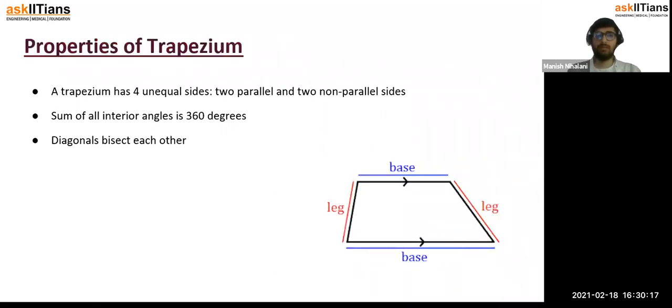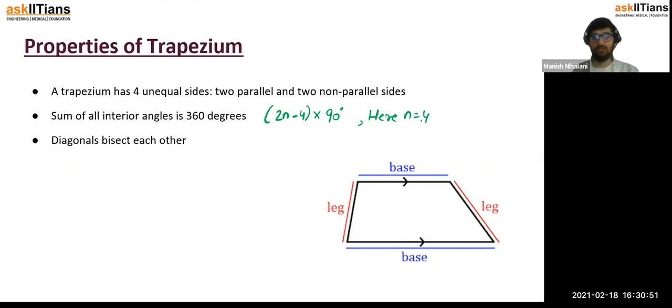So you would say a trapezium has four unequal sides, right? Because we are not talking about just an isosceles trapezium, we are talking about a random trapezium, any trapezium. It has two parallel and two non-parallel sides. Again, since it's a quadrilateral, the sum of all interior angles will be 360 degrees, because it is always equal to (2n minus 4) into 90 degrees. Here n is equal to 4, right?